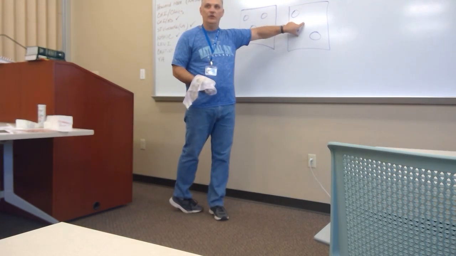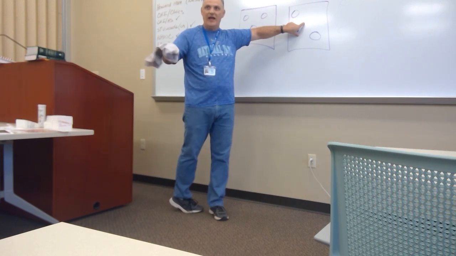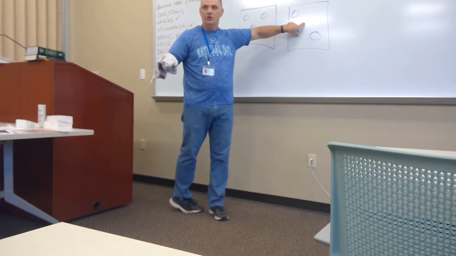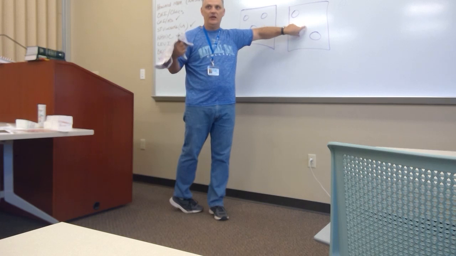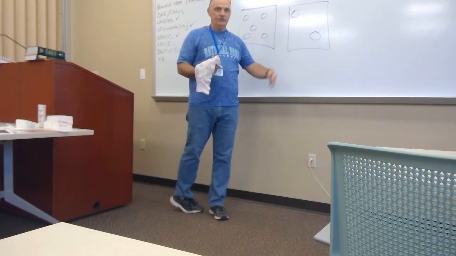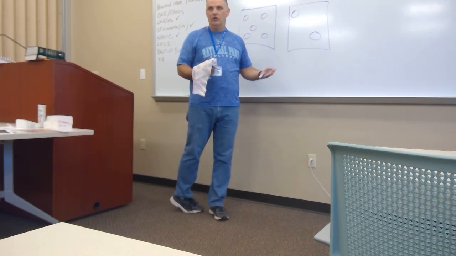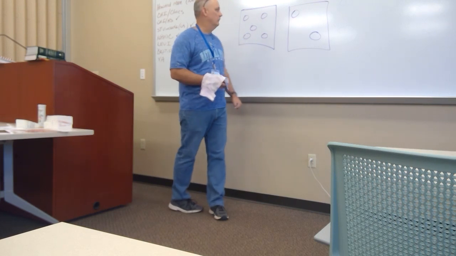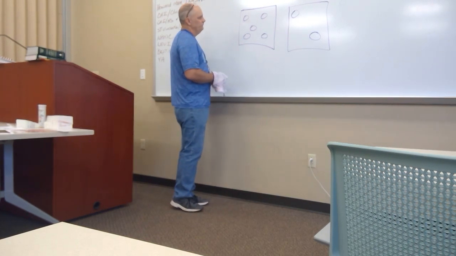Then go to the next field. In other words, move your slide to a completely different field. And then look at all that stuff again and get an idea of a good estimation of how many are in each field.